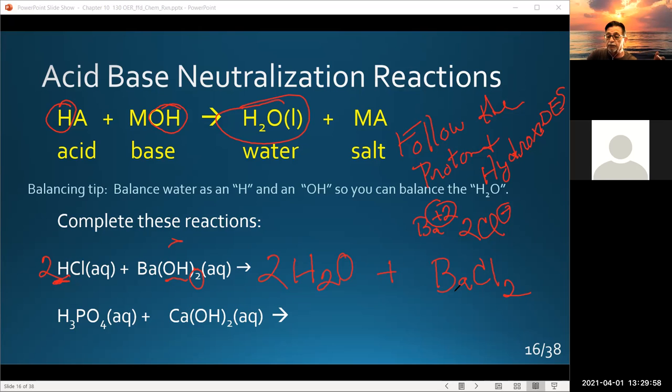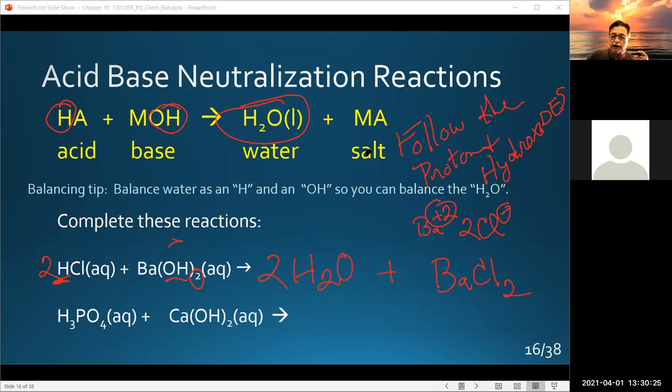We'll go back and check the barium. We got 1 barium as a product, 1 barium as a reactant. We're good with that. Then we got a 2 in front of the hydrochloric acid, which tells us we got 2 chlorides. Well, guess what? We got 2 chlorides in the form of barium chloride. We're balanced. We're totally balanced. And I'll do the slide here in a second. Let me continue with the next one.